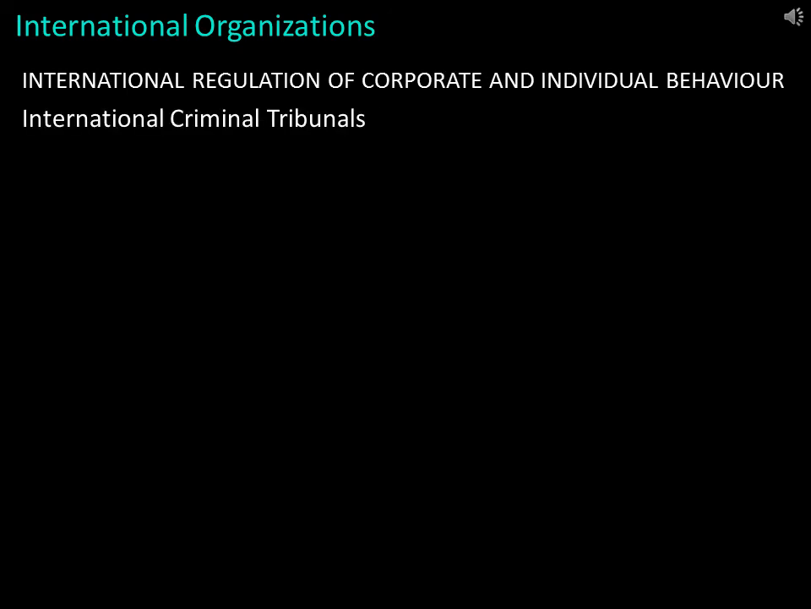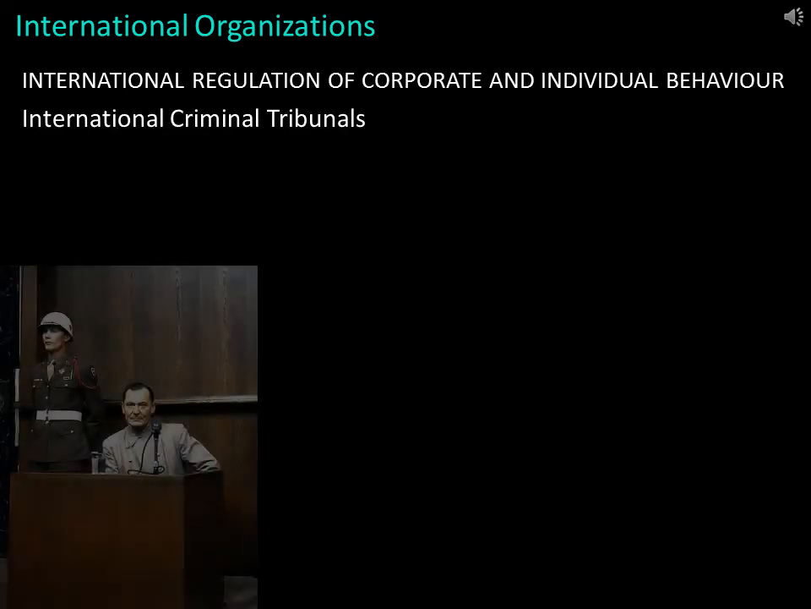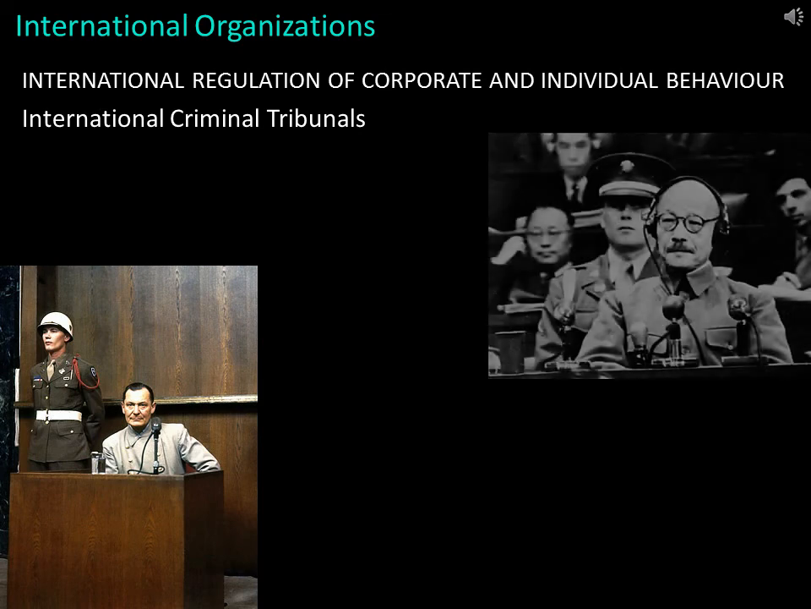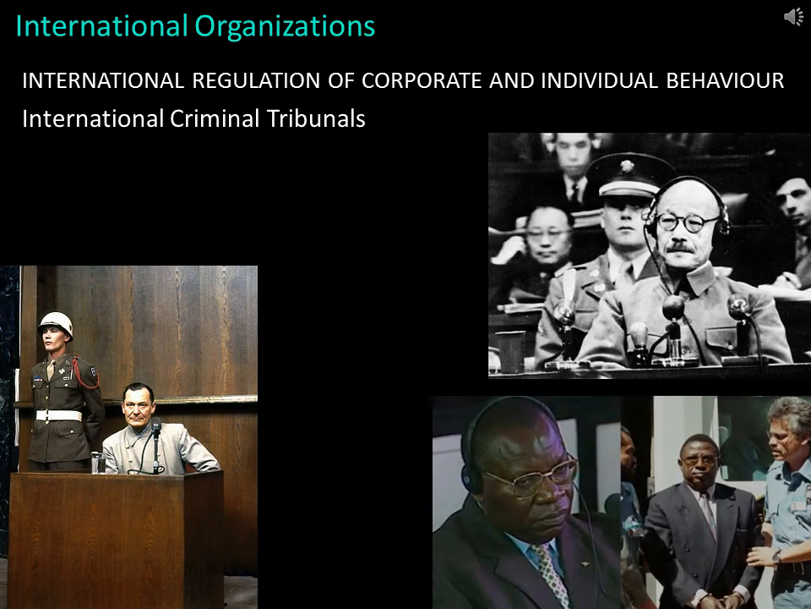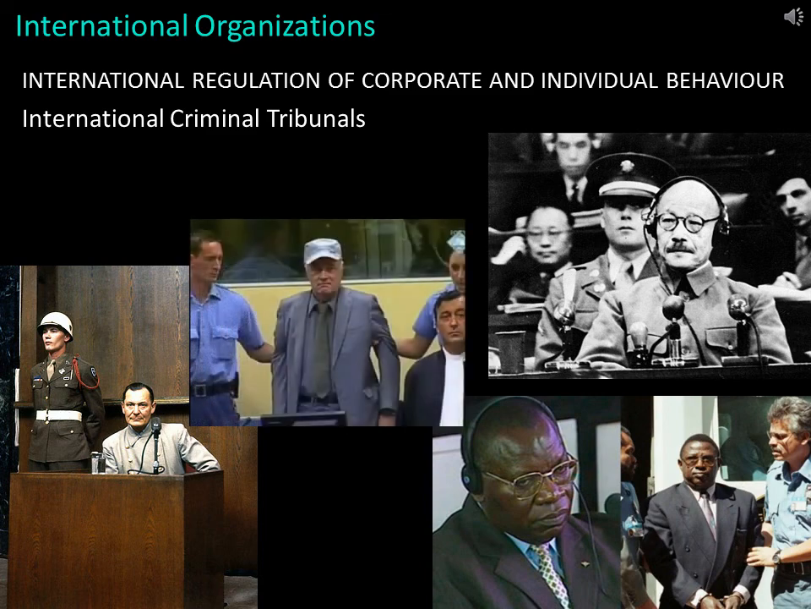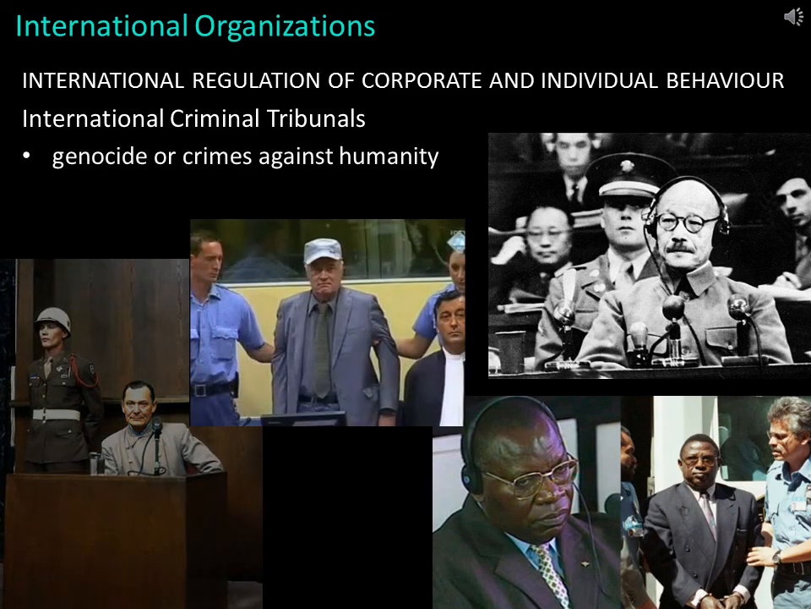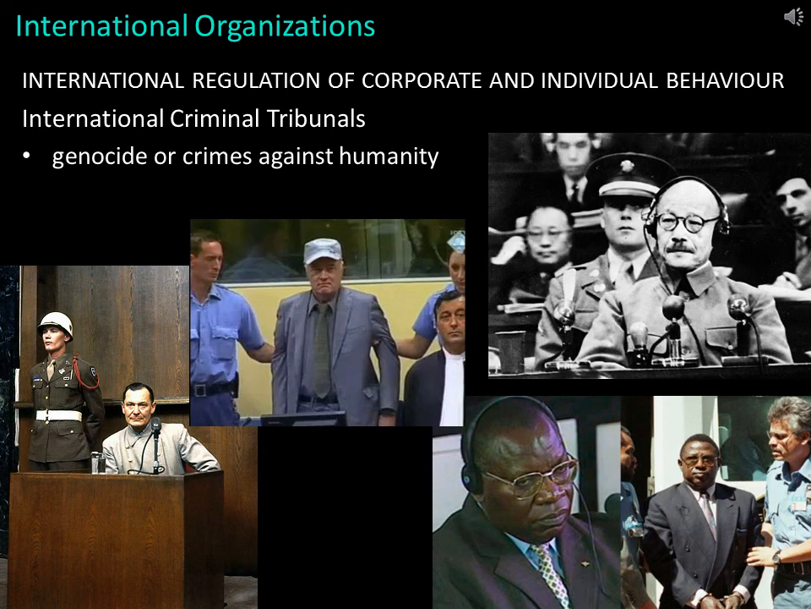International Criminal Tribunals. International criminal tribunals are formed to try individuals for gross violations of human rights, such as genocide or crimes against humanity. Early examples included the Nuremberg and Tokyo tribunals set up after World War II, when details of atrocities committed during the war were made known. Tribunals currently in operation include those set up to deal with crimes committed during the civil wars in Rwanda and the former Yugoslavia.